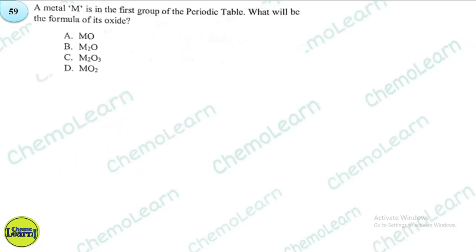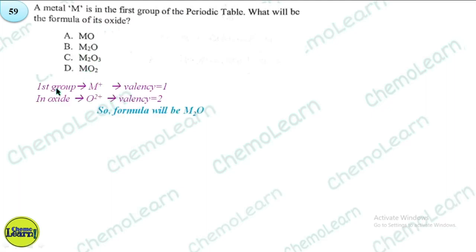Option D. Next one: a metal M is in the first group of the periodic table. What will be the formula of its oxide? MO, M2O, M2O3 or MO2? Look, metal is in the first group, so it has valency equal to 1, right? And in oxide, O2 minus has valency equal to 2. So the formula will be M2O because valencies are exchanged.